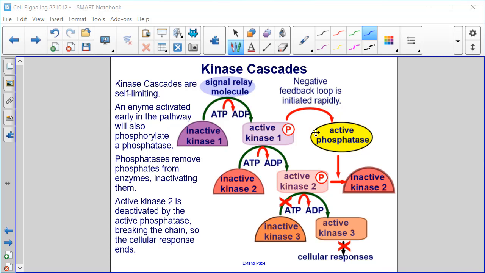Phosphatase enzymes work by removing phosphates from enzymes, inactivating them. So in this case, the phosphatase is activated in the first step so that active kinase 2 can be deactivated by the active phosphatase, and that breaks the chain here so that the cellular response ends. So we never make it to this third step in the cascade.